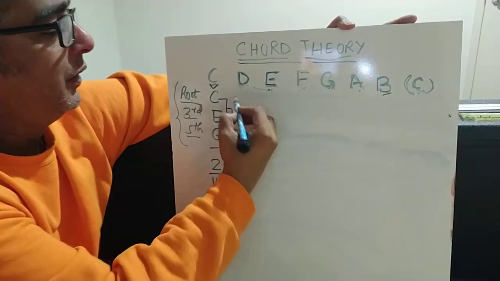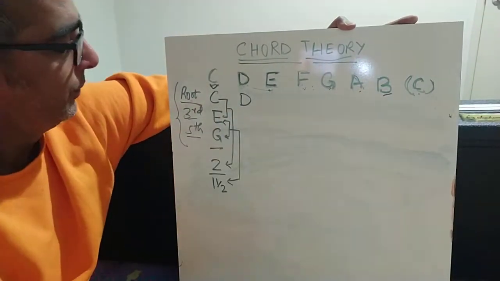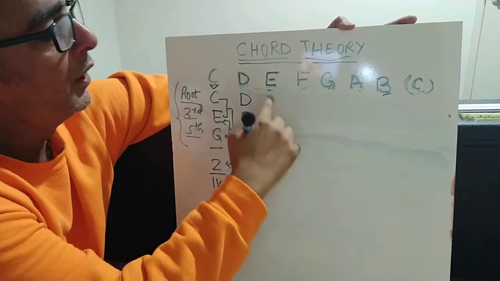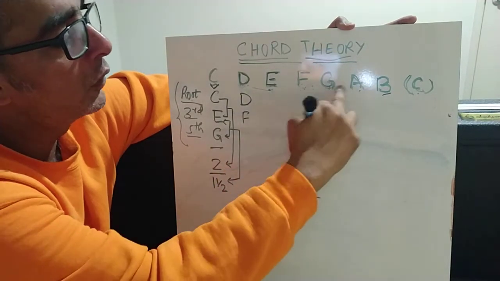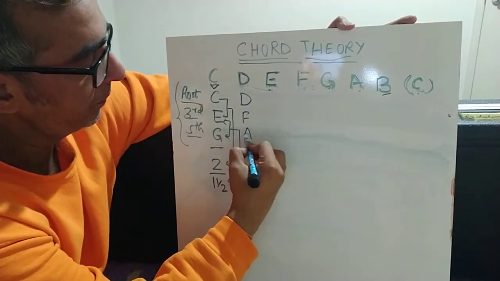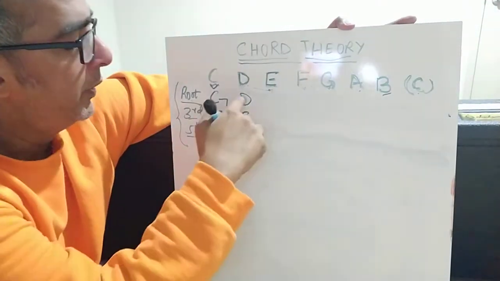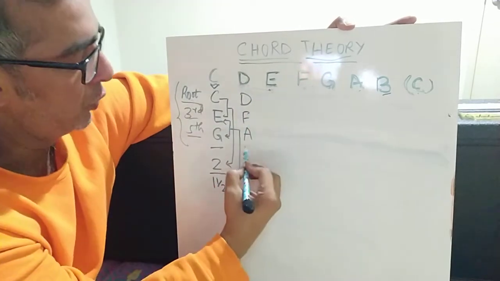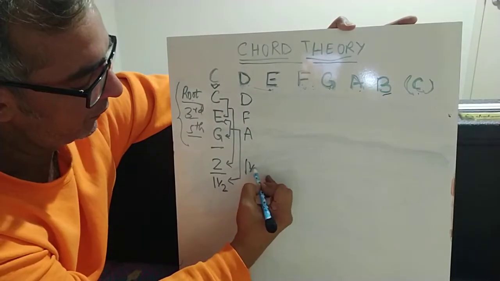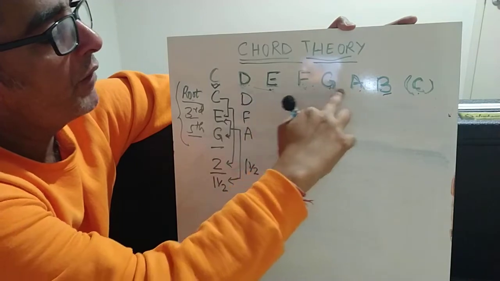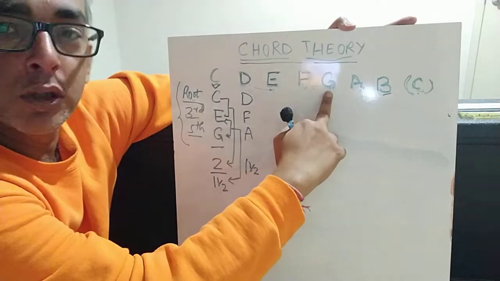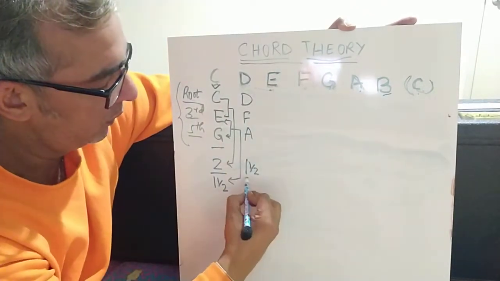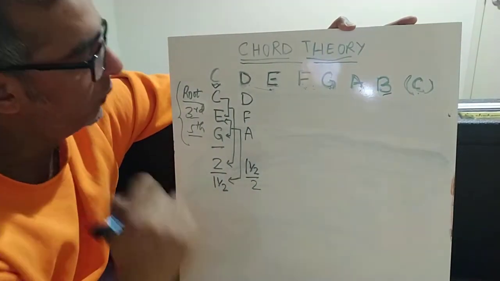So D will be our root note, third will be second, third, F, fifth will be second, third, fourth, fifth, which is A. Distance between D and F, one step, half step, so 1.5. Between F and A, F and G के बीच में whole step, G and A के बीच में whole step, so 2 steps, यानी 2. So 1.5 over 2. Okay.